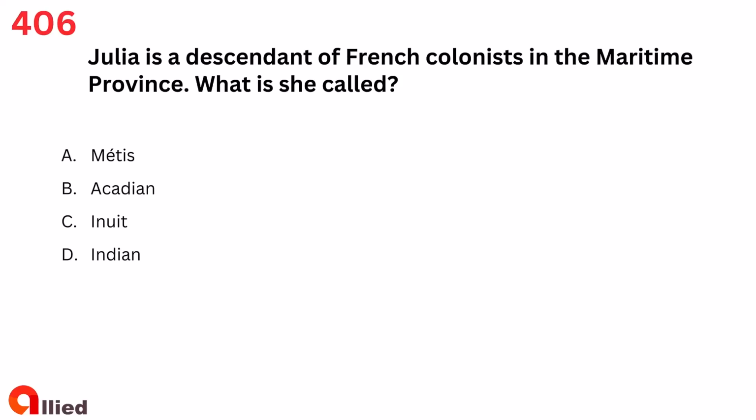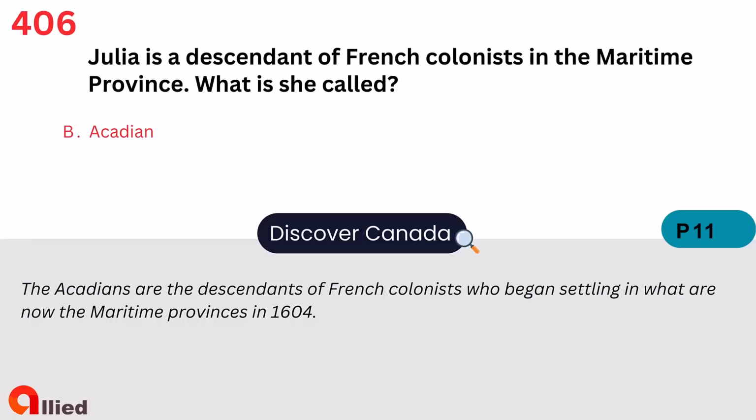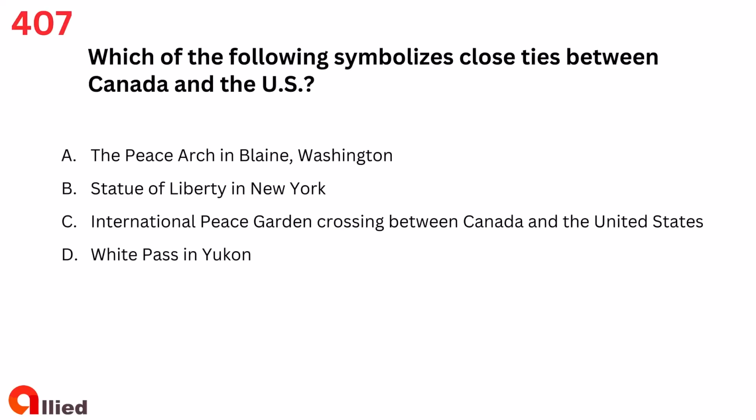Question 406. Julia is a descendant of French colonists in the Maritime Province. What is she called? A. Métis. B. Acadian. C. Inuit. D. Indian. The answer is B. Acadian. Question 407. Which of the following symbolizes close ties between Canada and the U.S.?